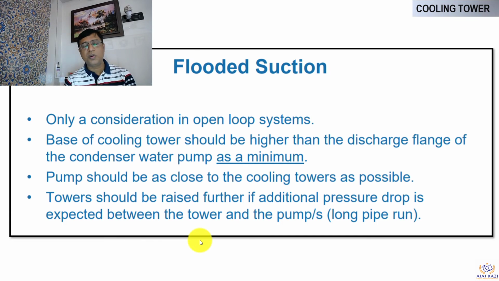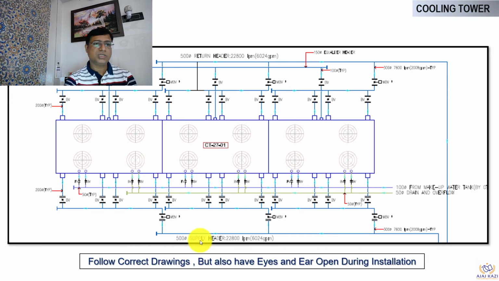When it comes to the open loop, and generally it is, in most cases we have to have flooded suction. The base of the cooling tower should be higher than the discharge flange of the condenser water pump. The pump should be close to the cooling tower as far as possible, right? The tower should be raised further if additional pressure drop is expected between the tower and the pumps. These are some of the points we should consider when we design and install cooling towers on site.